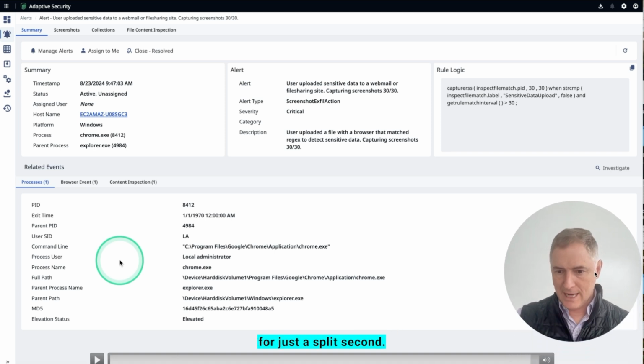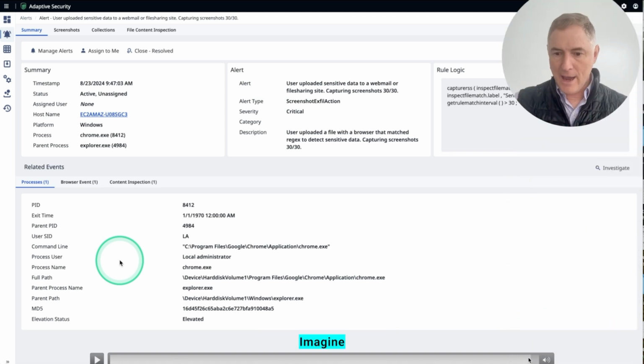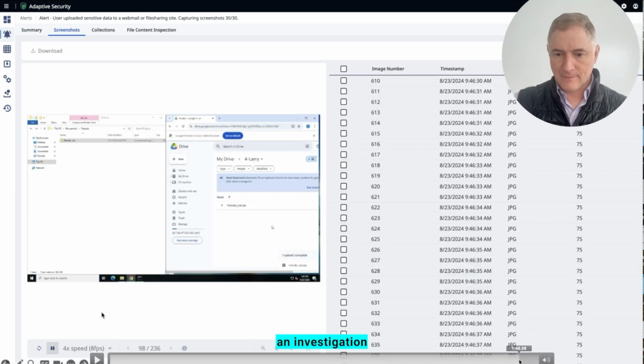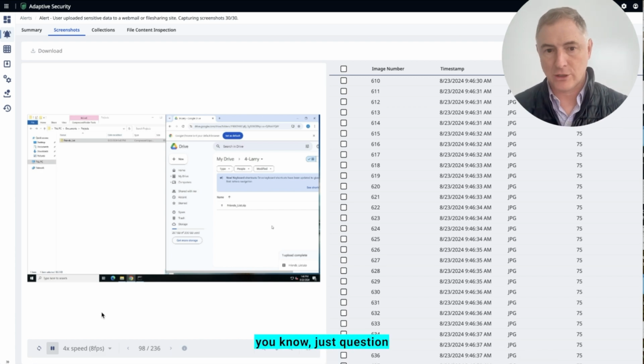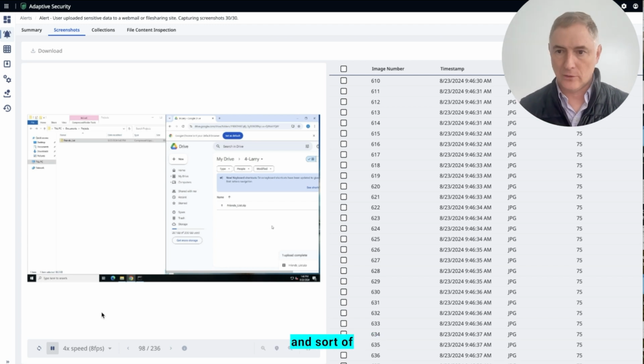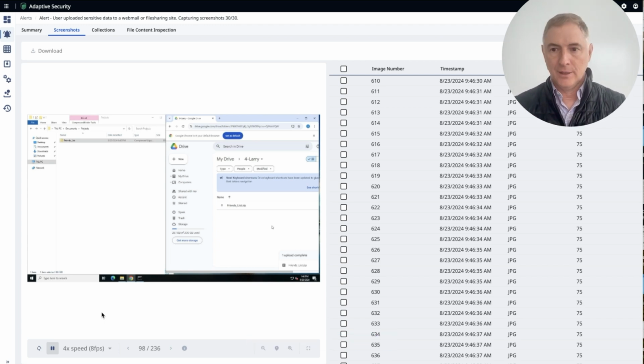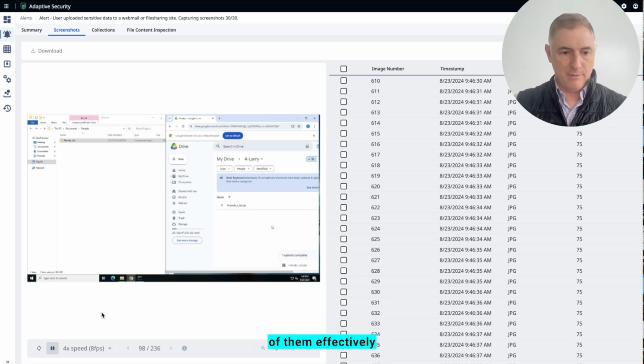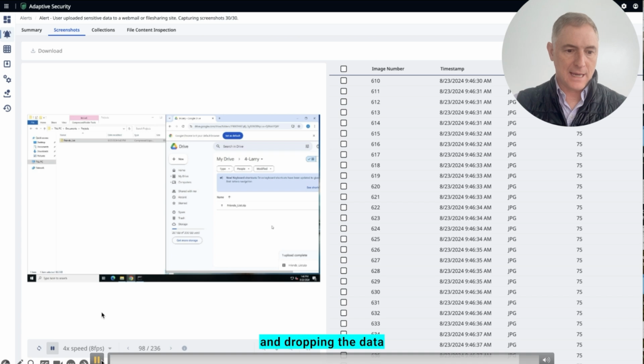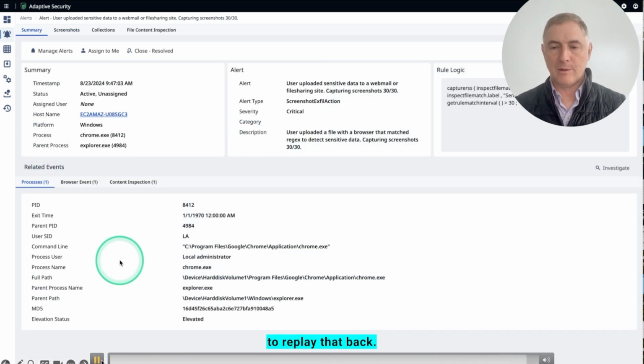And just like that last piece, right where it flashed for a split second, imagine if you were conducting an investigation and trying to question an employee about whether they took the data. They'd closed down their Google account and were denying everything. Yet you could produce for them a series of screenshots with their background, showing them effectively dragging and dropping the data into that folder, and be able to replay that back.